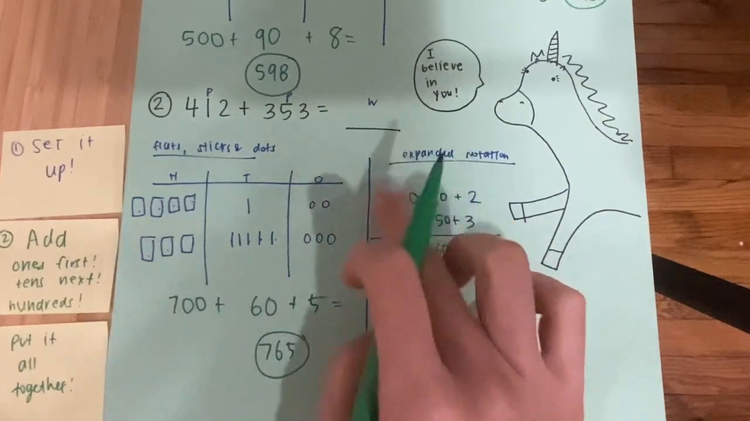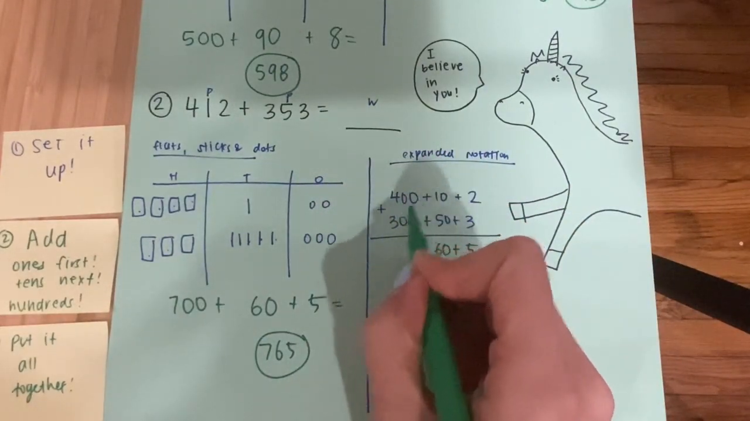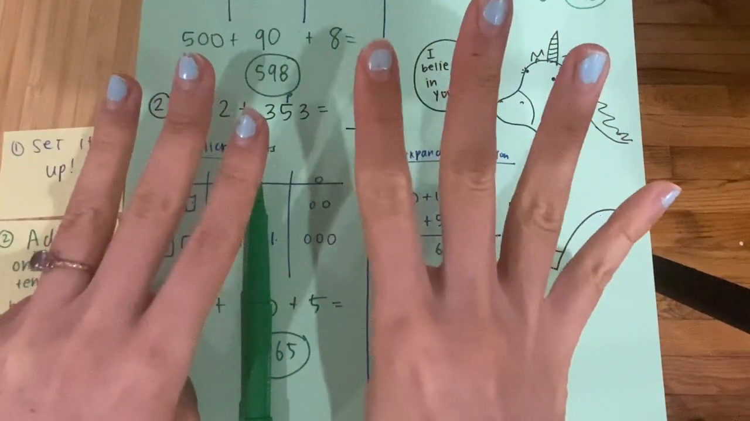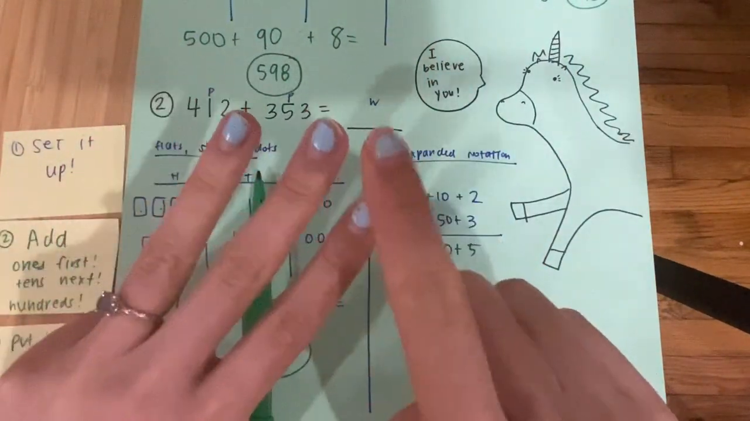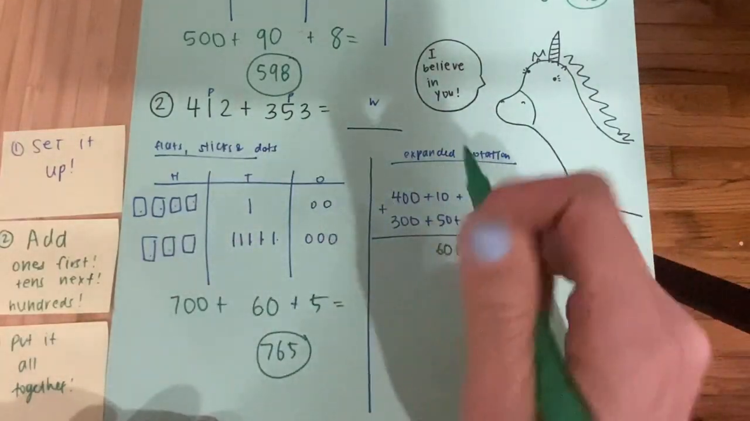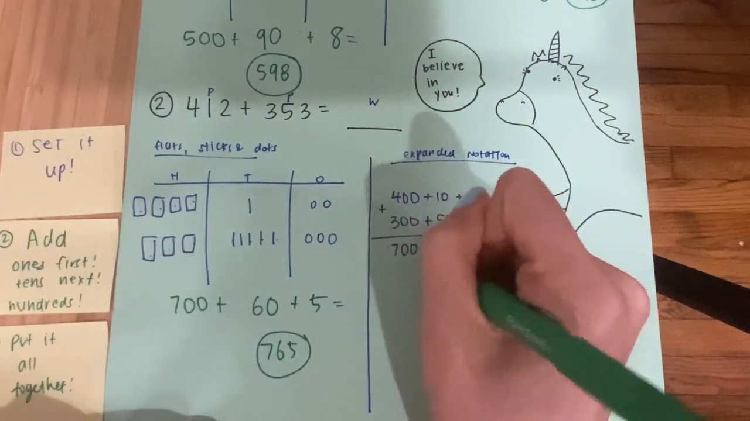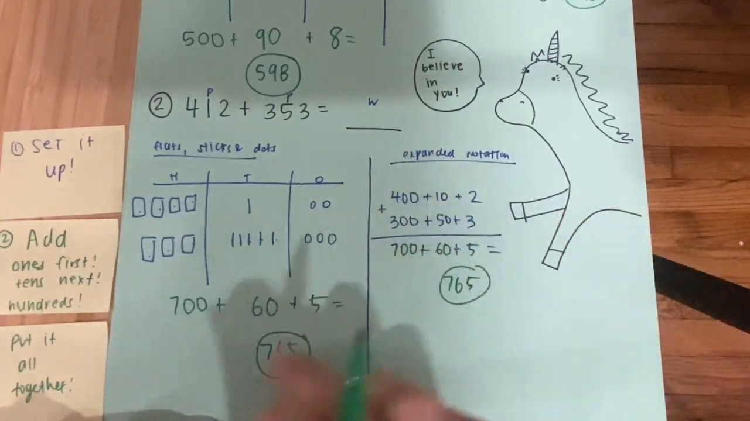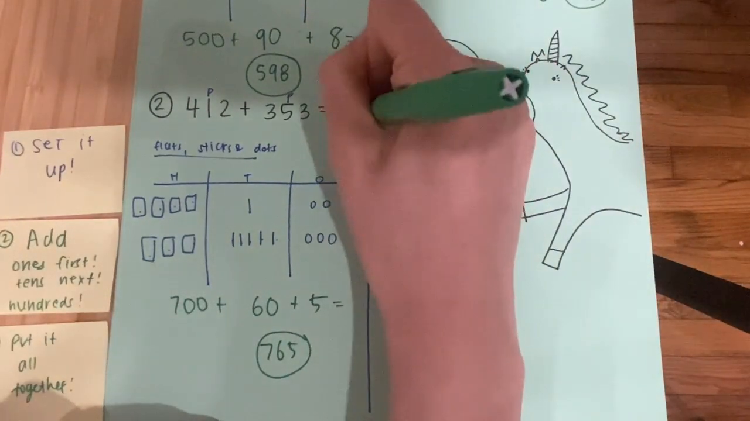So I'm going to add my hundreds. 400 plus 300, that's 400s plus 300s. That makes 4, 5, 6, 7, 700. 700 plus 60 plus 5 makes 765. Good, I got the same answer. So let me put it back in the blank.